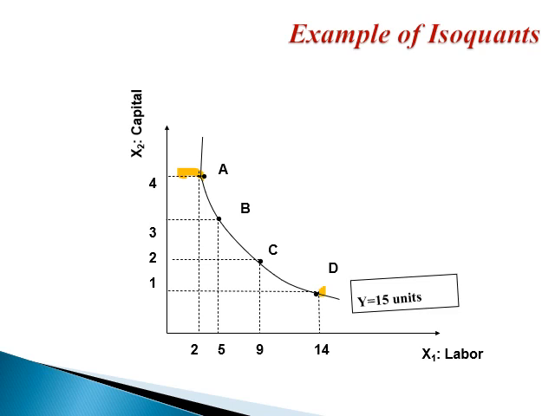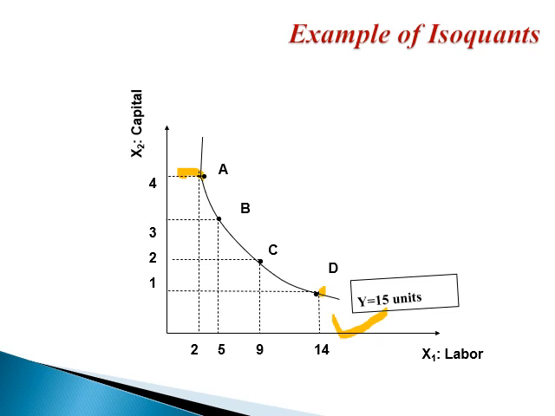What is the same level of output that is displayed in that graph here? It is 15 units. So according to that graph, if I use 14 units of x1 and 1 unit of x2, I will produce 15 units of output. If I use 9 units of x1 and 2 units of x2, I will also produce 15 units of output. If I use 5 units of x1 and 3 units of x2, I will also produce 15 units of output. If I use 2 units of x1 and 4 units of x2, I also will produce 15 units of output. Okay? Isoquant, iso means equal, quant means quantity of production.